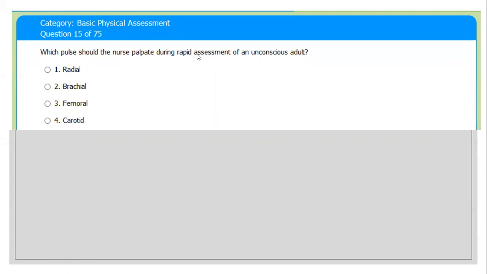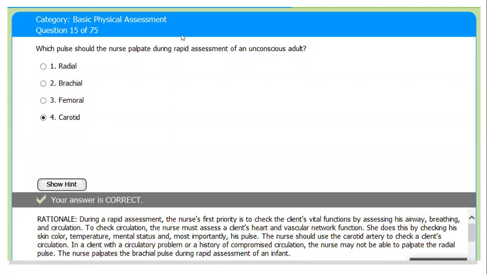So your patient is unconscious. Which pulse do you go for to examine or assess: radial, brachial, femoral, or carotid? The correct answer is carotid. Why carotid?